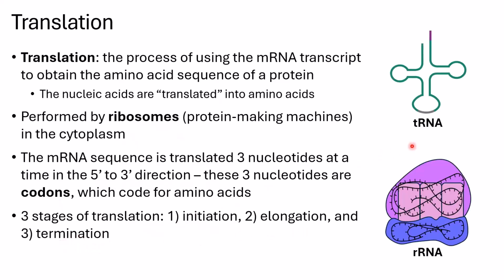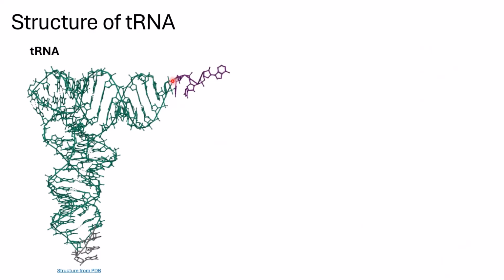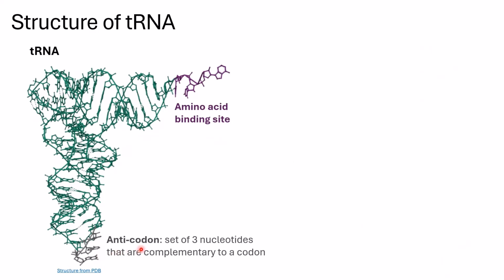In the previous video, we introduced that tRNAs and rRNAs are used for translation. We will now talk a bit more about their roles. Here is the structure of a tRNA. Although the RNA is single-stranded, it folds into itself to create the shape seen here, with various base pairs within the same strand forming hydrogen bonds with each other. In purple are the nucleotides that make up the amino acid binding site. In gray are the 3 nucleotides that make up the anticodon, which is a set of 3 nucleotides that are complementary to a codon. This allows the tRNA to recognize a specific codon, and it will bring the amino acid that corresponds to the codon during translation.